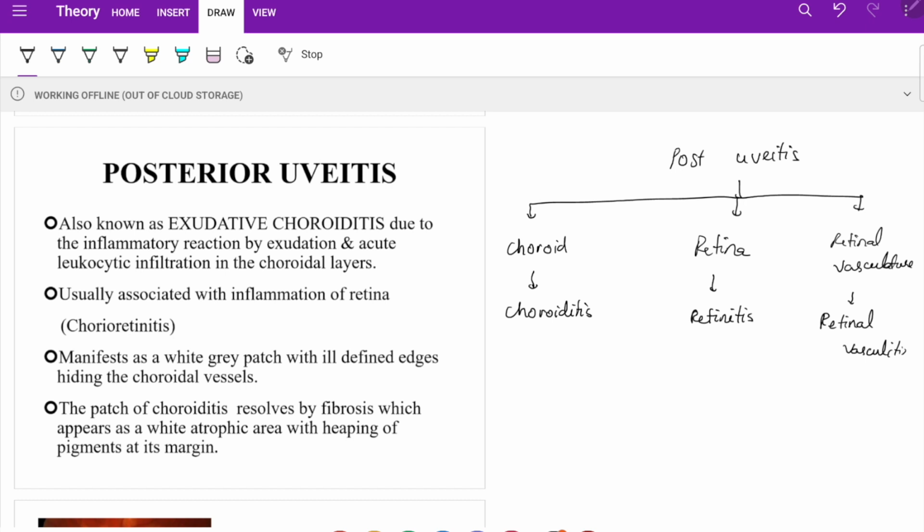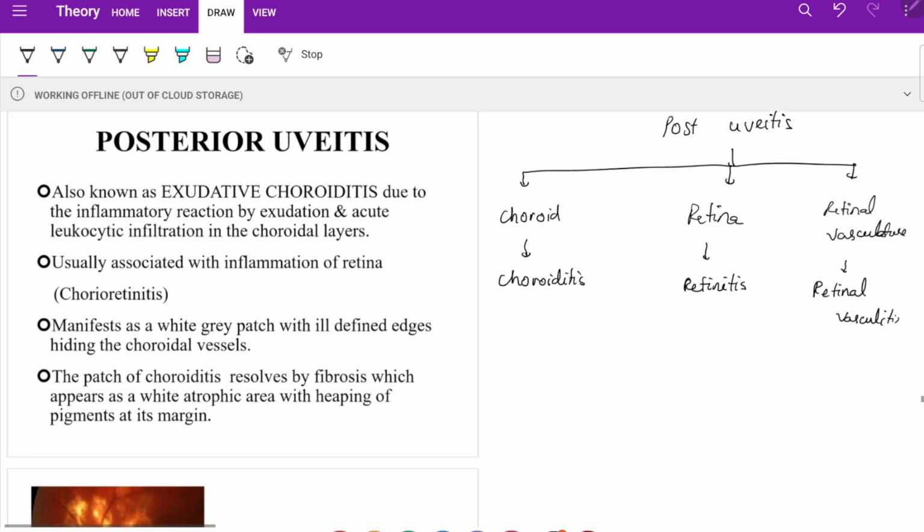Inflammation of the vitreous is called vitritis, and there the patient will be seeing floaters. Clear? Inflammation of the posterior location including your macula area will give you decreased vision with central scotoma. So the most common cause of posterior uveitis, as we saw, is toxoplasmosis. Toxoplasmosis infection is the most common cause of posterior uveitis.